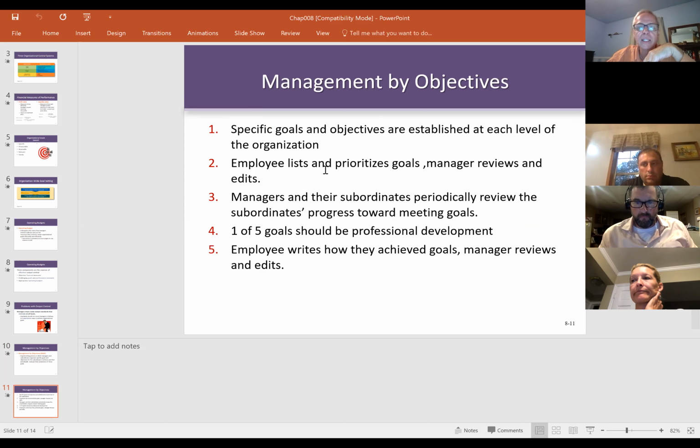So the employee lists and prioritizes the goals, and then the manager reviews and edits the goals. So this is a meeting of the minds. This is very useful in that the manager gets to see what the employee thinks their goals are. And if they're wildly different than what the manager thinks their goals are, then we better go get a cup of coffee and have a long talk about what you think and what I think and get all on the same page of the playbook.